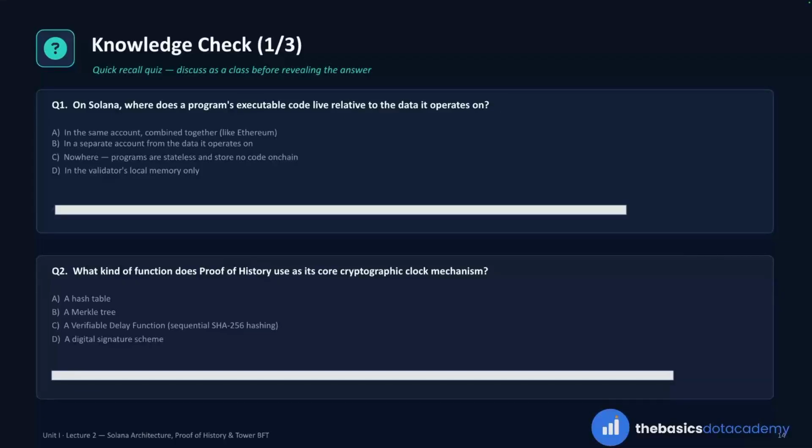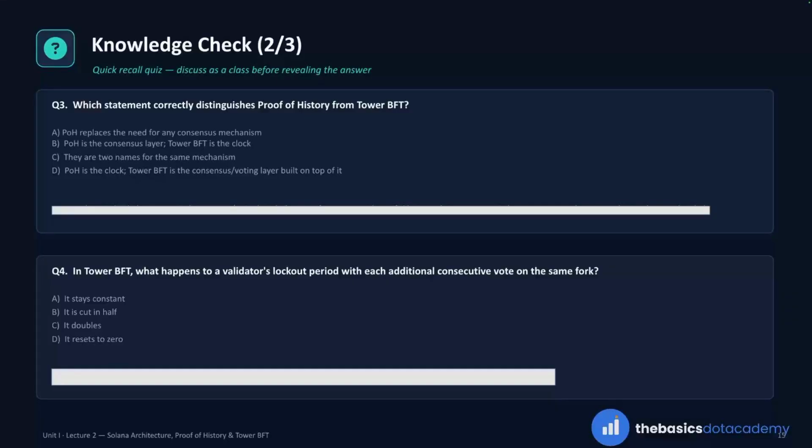Let us do a quick knowledge check. On Solana, where does a program's executable code live relative to the data it operates on? Second question, what kind of function does proof of history use as its core cryptographic clock mechanism? Question third, which statement correctly distinguishes proof of history from Tower BFT?